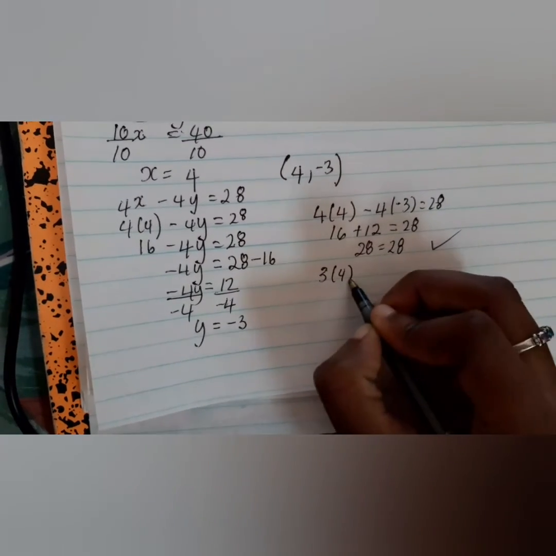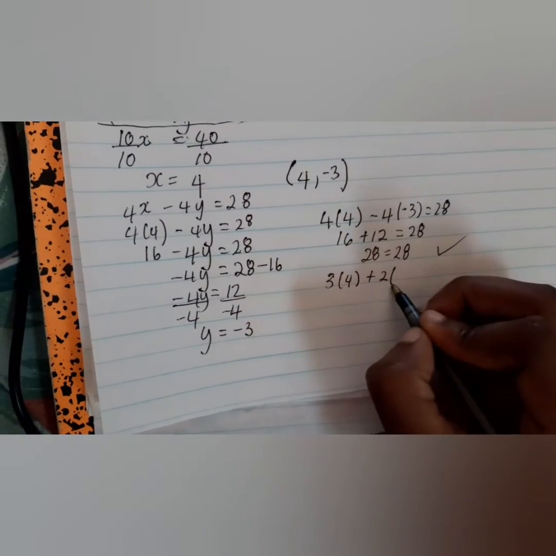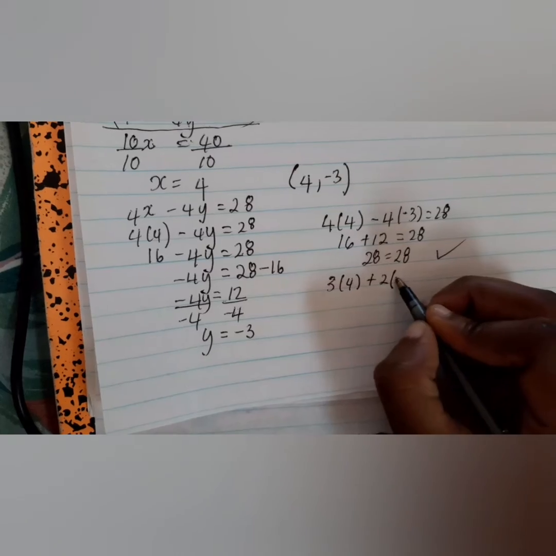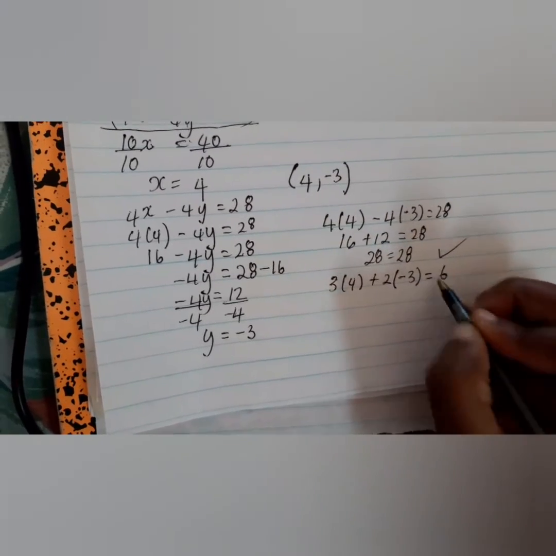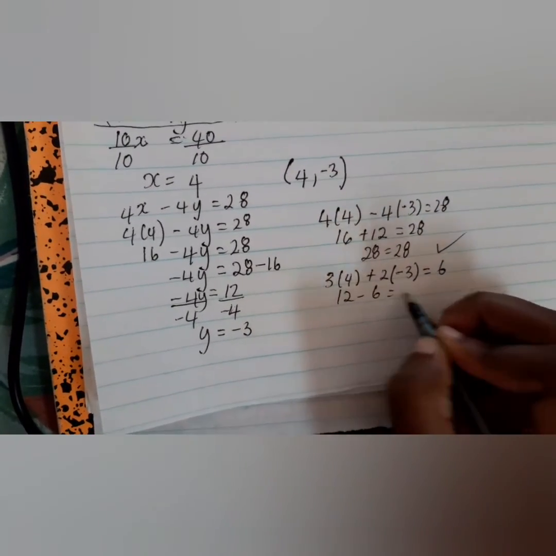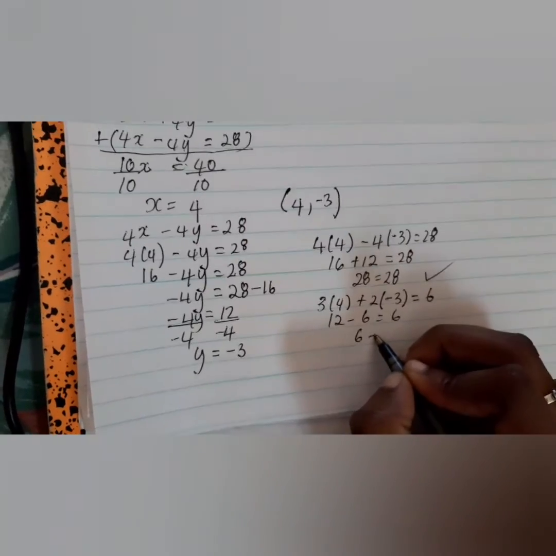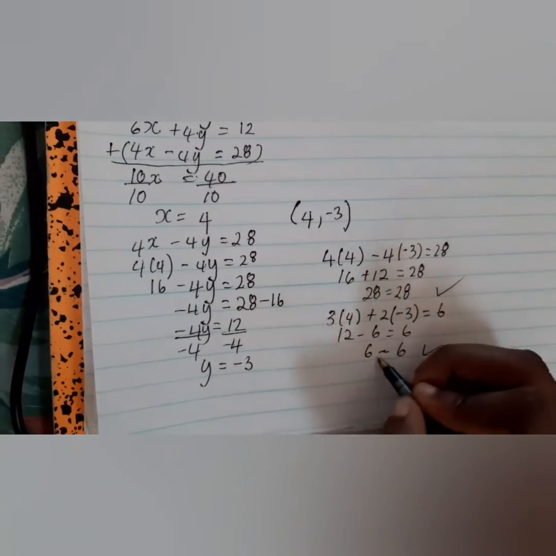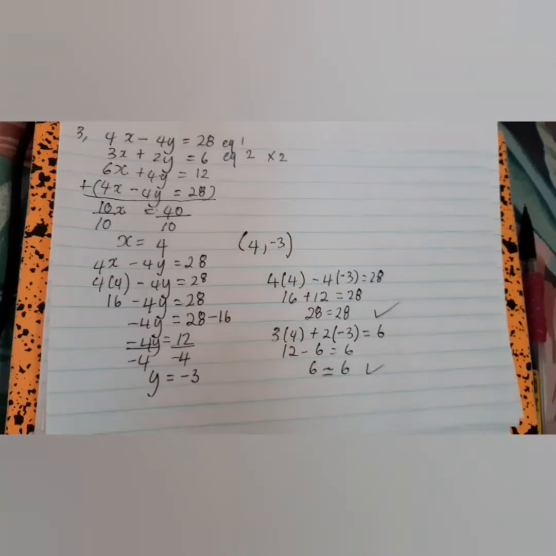3 by 4 plus 2 times minus 3 is equal to 6. So 12 minus 6 is equal to 6. 6 is definitely equal to 6. So there we're good to go.